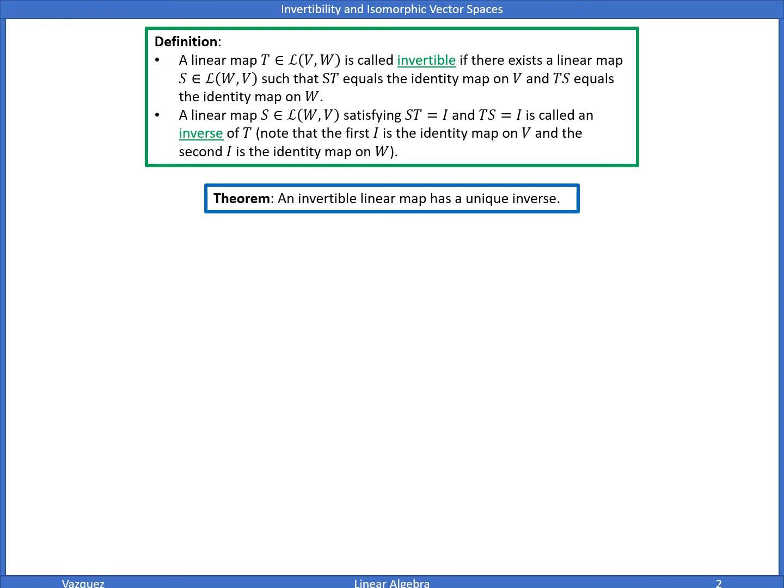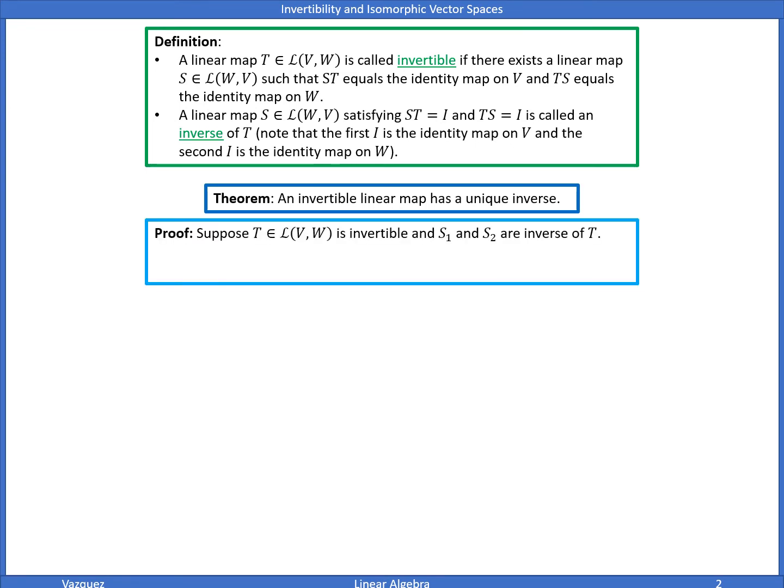First, we're going to prove that a linear map has a unique inverse. So, short proof. Suppose T is a linear map from V to W, and that it's invertible, and S1 and S2 are both inverses of T. Well, then S1 is just equal to S1 composed with the identity, right? And the identity, we can write it as T composed with S2. Why can we write it like that? Well, because S2 is an inverse of T, right? So they should be equal to the identity mapping.